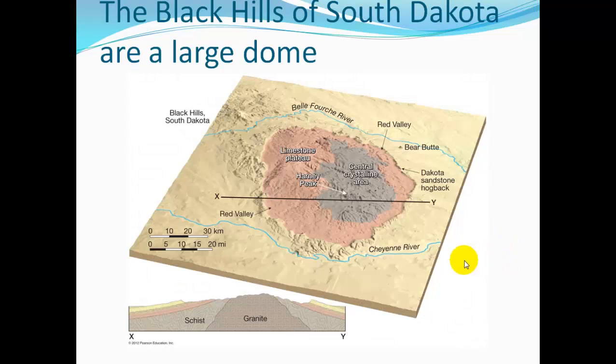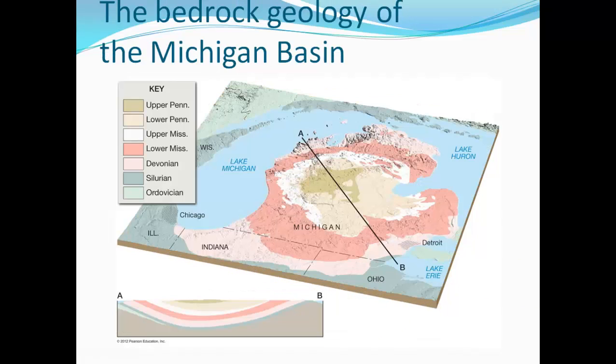Here is a diagram of the Black Hills of South Dakota, which is a large dome, where you see the older rocks in the center. The rocks were upwarped into a dome shape. Here is a basin, the Michigan Basin, where the rocks were downwarped, and the younger rocks are still in the middle.